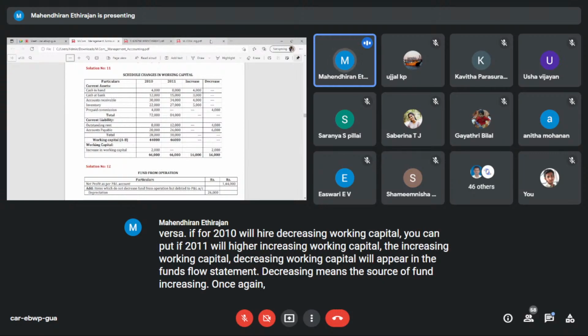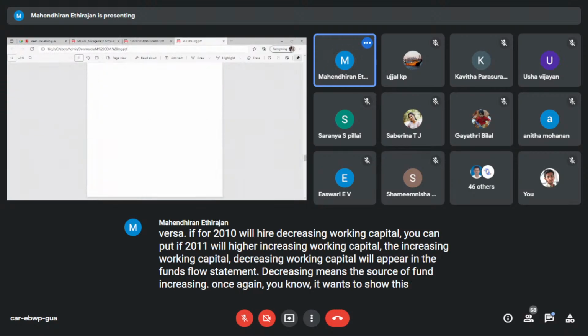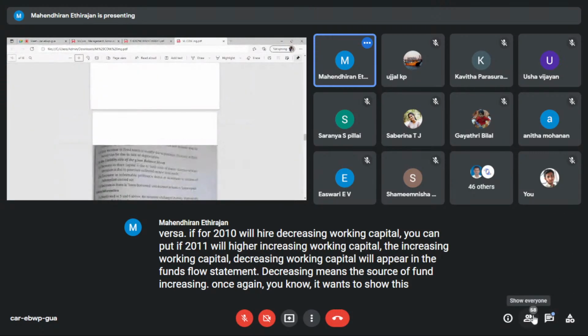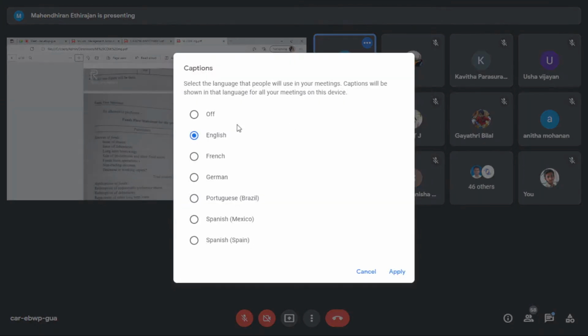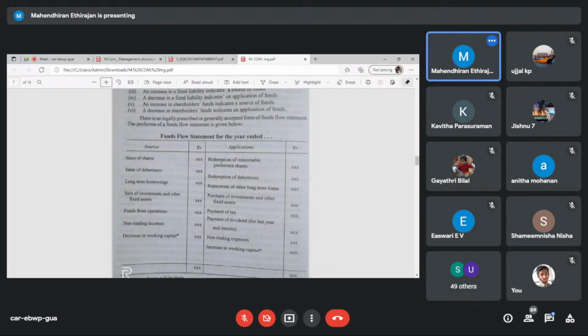Once again, I want to show this. Yeah, you look at that. Source means decreasing working capital, which means you have the money. Increasing means we want to make the payment. Okay. Application means using the fund or arranging for the fund. Okay, sir. Okay.